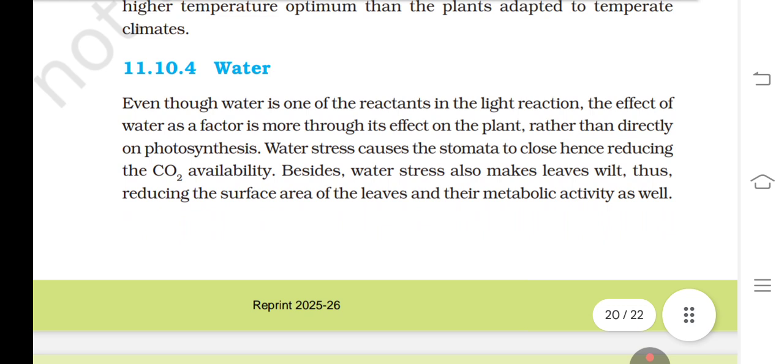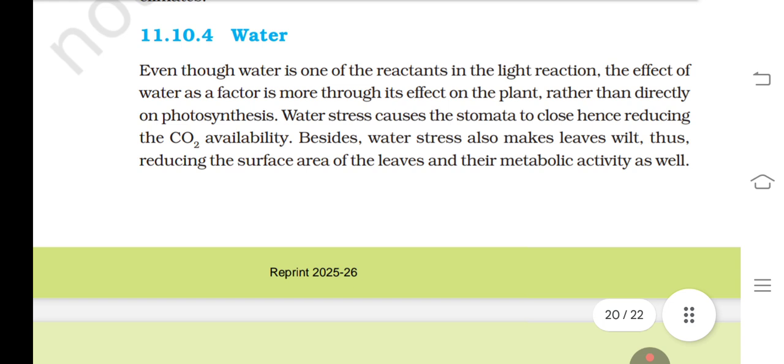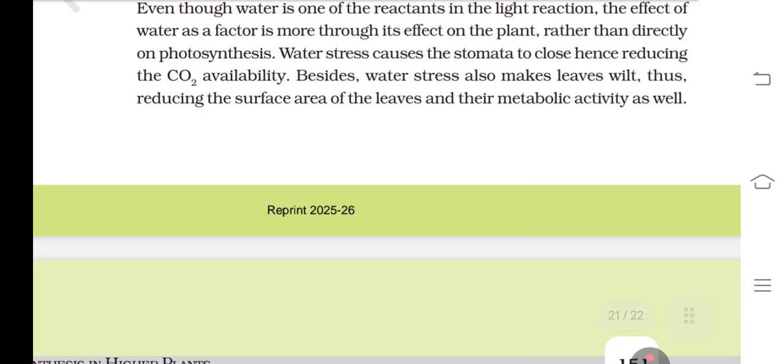Water. Even though water is one of the reactants of the light reaction, the effect of water as a factor is more through its effect on the plant rather than directly on photosynthesis. Water stress causes the stomata to close, hence reducing the carbon dioxide availability. Besides, water stress also makes leaves wilt, thus reducing the surface area of the leaves and the metabolic activity as well.